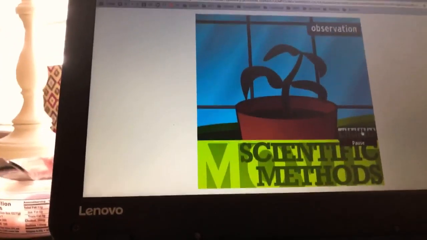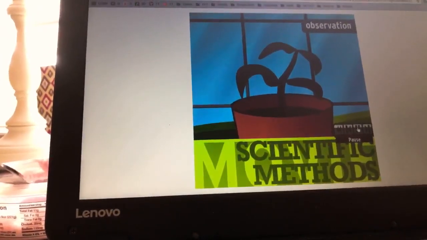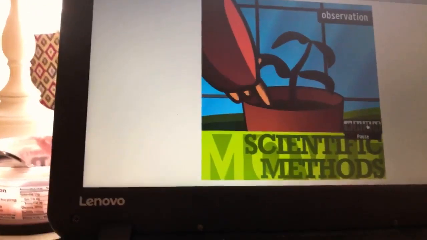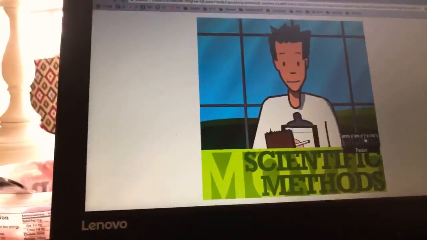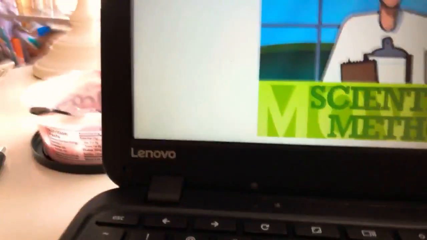Now we need to make some observations about the plant. The leaves are brown and falling off, and the soil is wet and squishy. So step 3. I don't think I had to write that for step 2, but step 3 is what? Make observation.